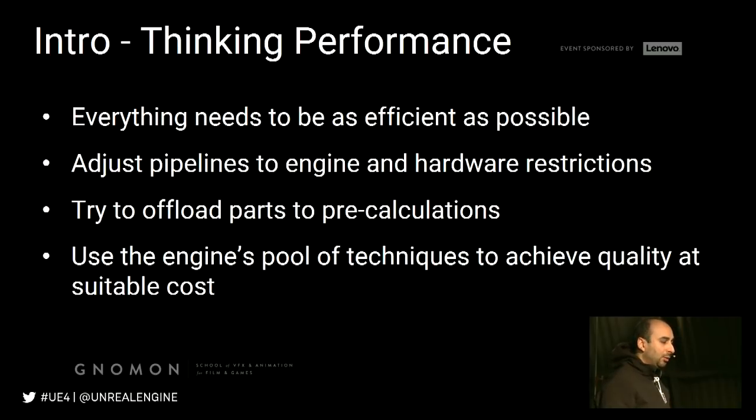Also, it's important to adjust our pipeline to the engine and hardware restrictions. We already saw in Martin's presentation, like there are some limits we need to take care of, like there are MIP maps, there are a few things that we need to adjust in our pipeline. Also, one common technique that we can do is to try to offload some of the expensive parts or calculations that usually happen in runtime and do it in advance and just read the results in runtime. And with an engine like Unreal 4, where we have many features or many techniques to achieve a certain result, it's important also to pick the best technique that fits our case to have the maximum quality with the best performance.